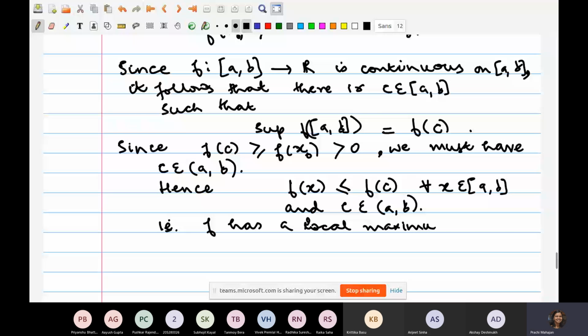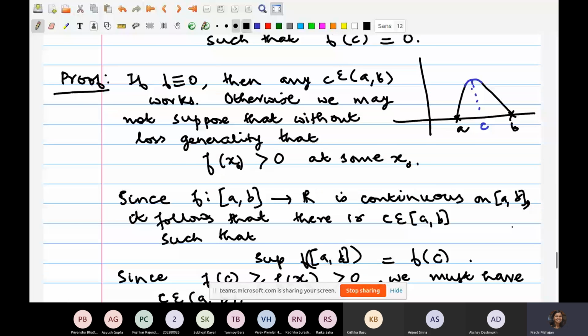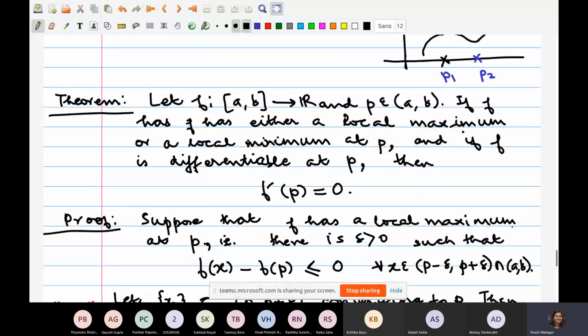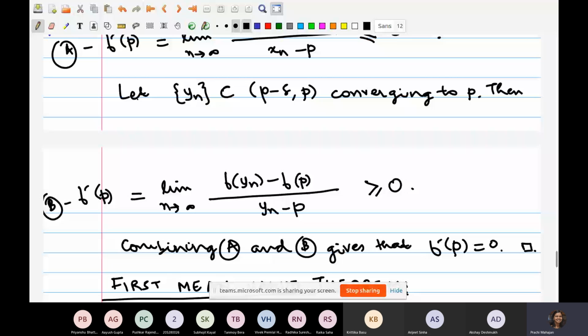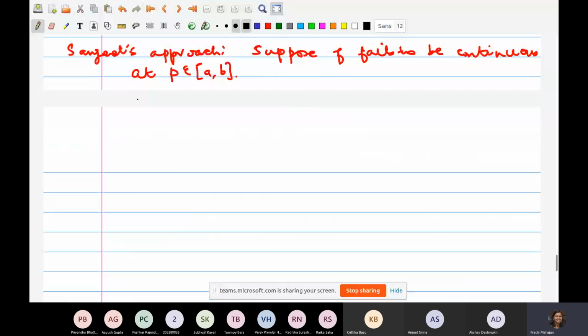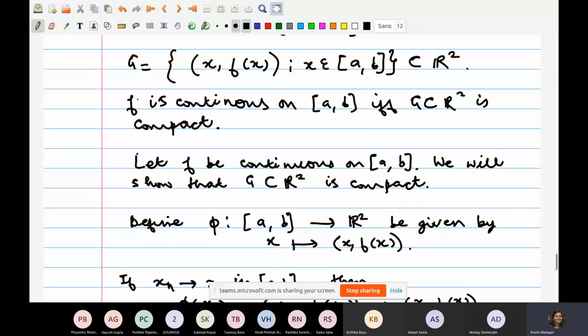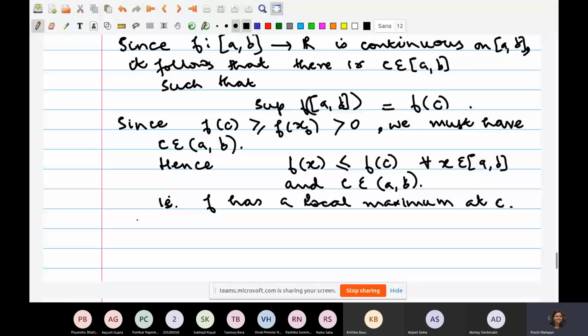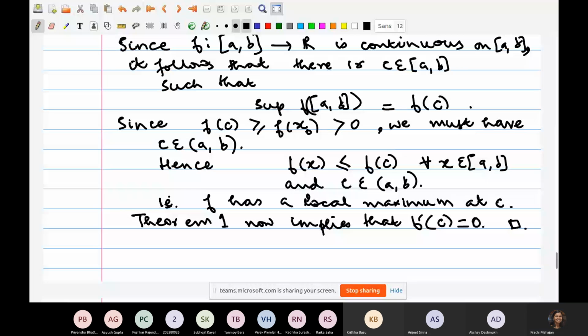So let me give the previous theorem some name. So the previous result tells you this one here, which we just did. So theorem 1 today of lecture 26. So theorem 1 now implies that the derivative of f at the point C must vanish, and we are done. Is this okay with everybody?